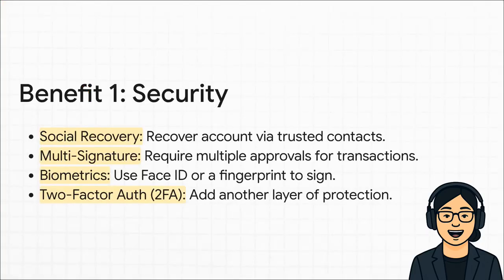You can say goodbye to that constant fear of losing your seed phrase. With account abstraction, you can set up social recovery through trusted friends or family. You could require multiple people to sign off on big transactions. You can even use the biometrics on your phone, Face ID or fingerprint, or set up two-factor authentication, just like you do with your bank account.